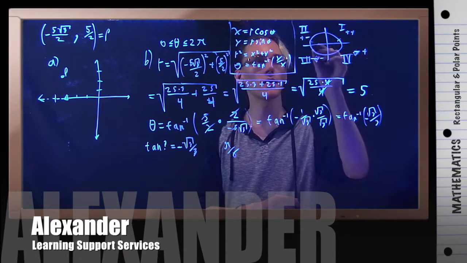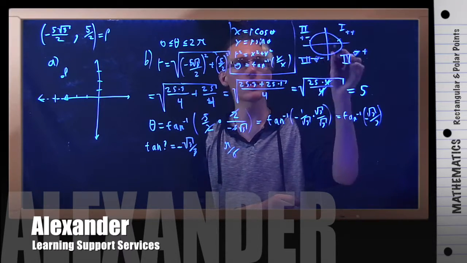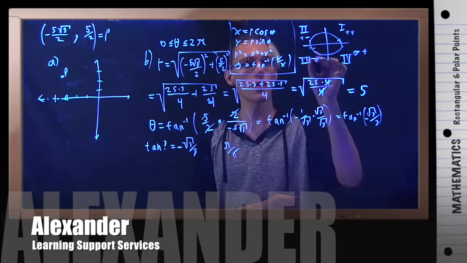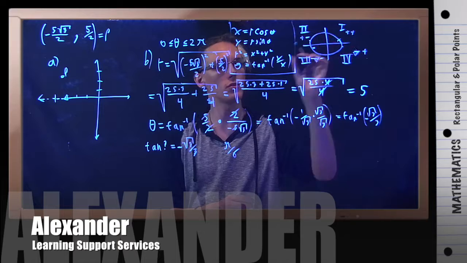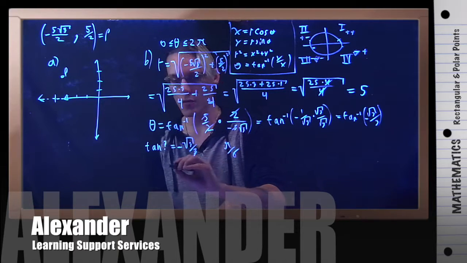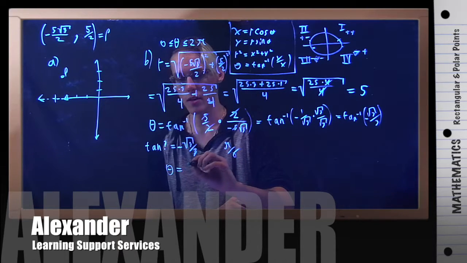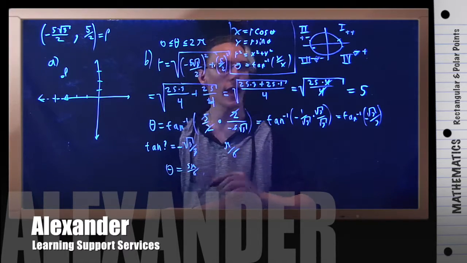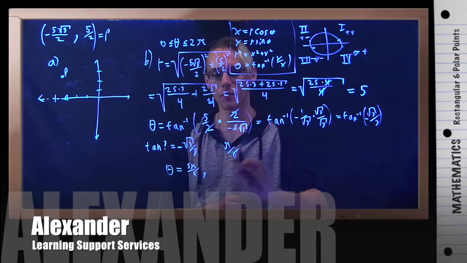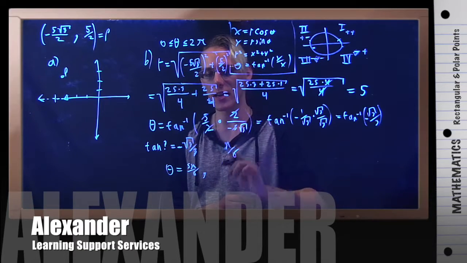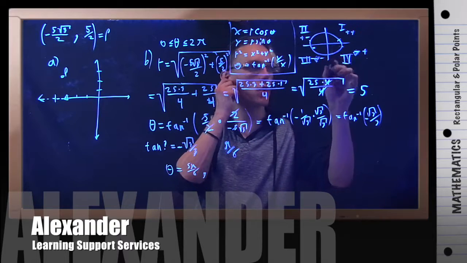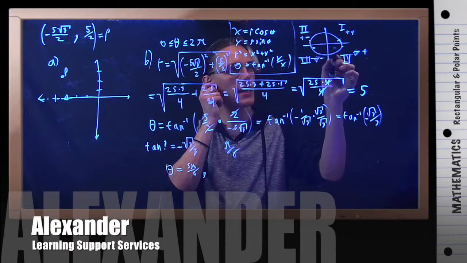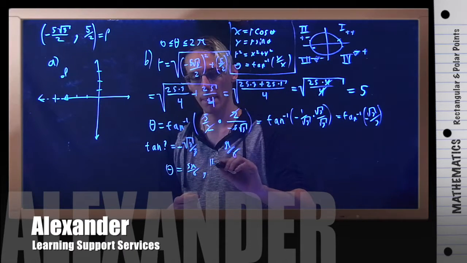So I need to think, what is the pi over 6 angle in these two quadrants? Well, for quadrant 2, the answer is 5 pi over 6. So one of my answers is theta equals 5 pi over 6. And then another one that would also give me tangent of negative root 3 over 3, I'll just leave that there, is going to be in quadrant 4, which would be 11 pi over 6.